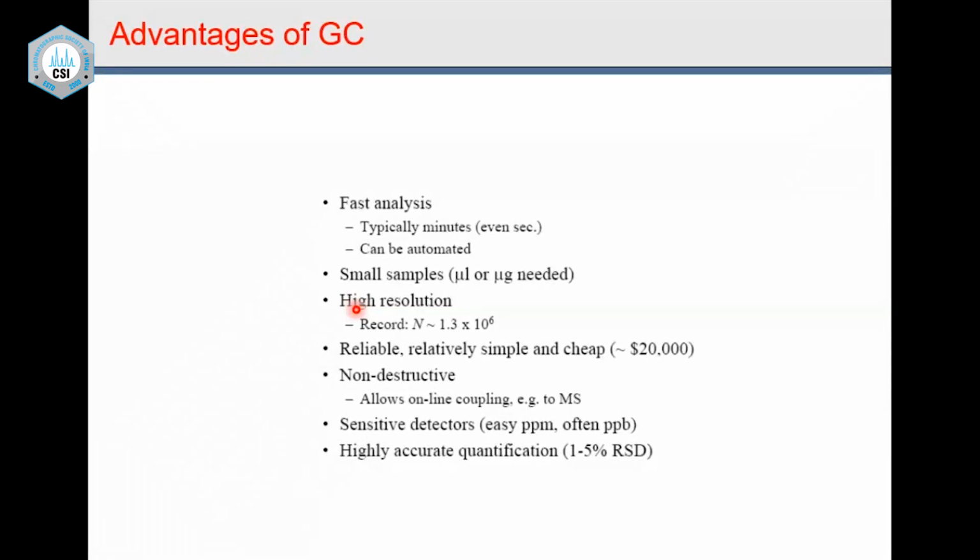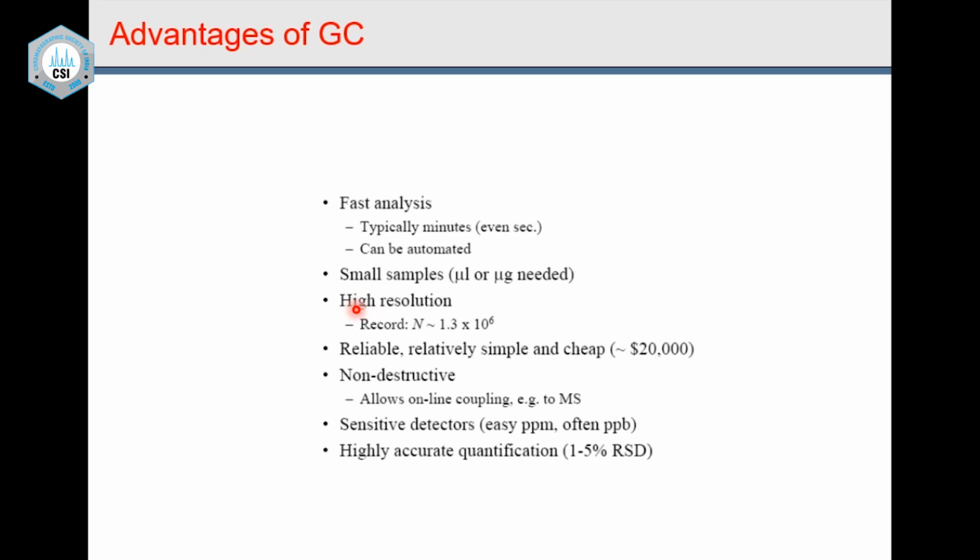So we'll come to the advantages of GC. GC gives you a fast analysis compared to LC, because in LC we use a packed column. Packed columns take a longer time for retention. Column capacity is higher, the capacity factor is higher, so they take a longer time. So GC is much faster compared to LC.